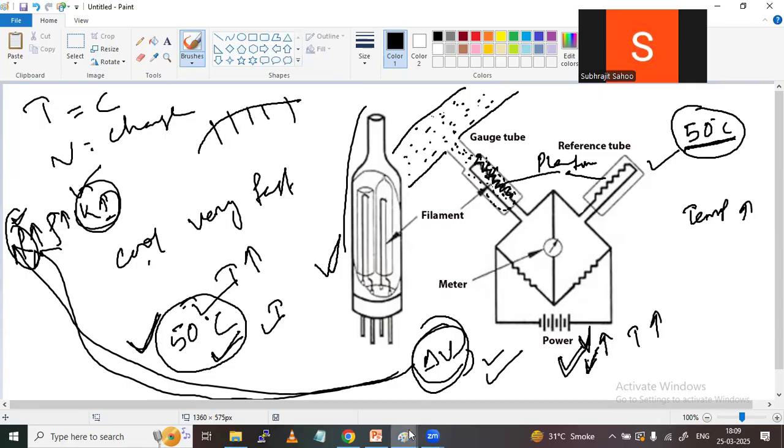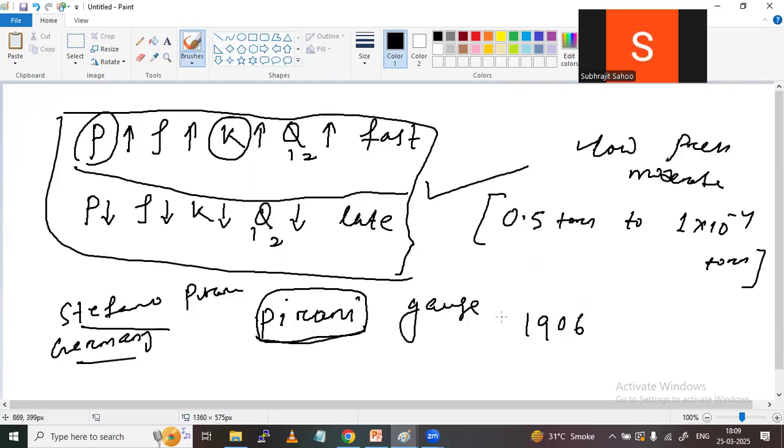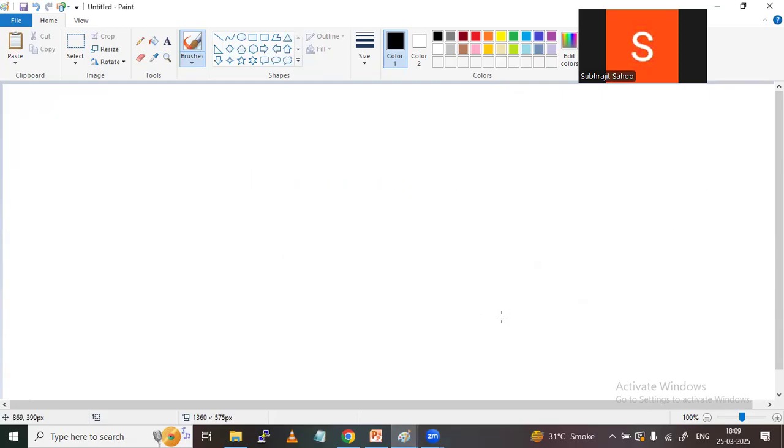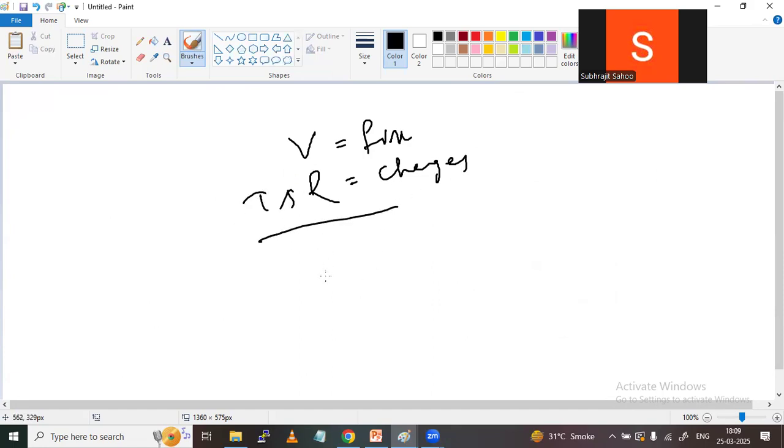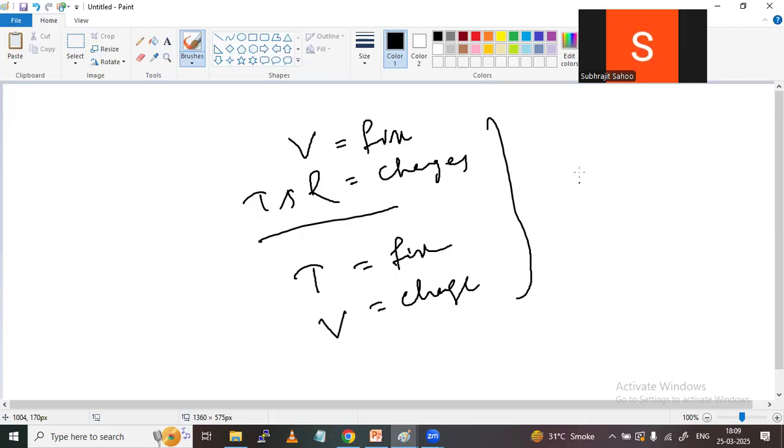So these are the two methods I told. One is voltage fixed, and resistance or temperature changes. Another method is temperature is fixed, and voltage changes. By these two methods we can construct the Pirani pressure gauge, the thermal conductivity pressure gauge.